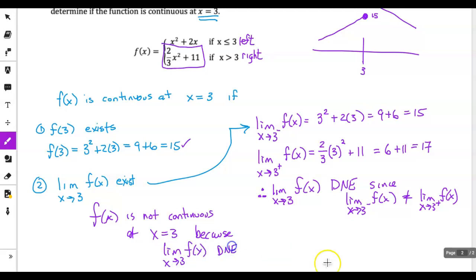Okay? Now, if the limit would have existed, then you would just have to check that f of 3 and the limit as x approaches 3 are the same. Okay? But this already failed, so we don't have to go any further. All right, so I'm going to go ahead and do number 4 with you, and then you should be good.